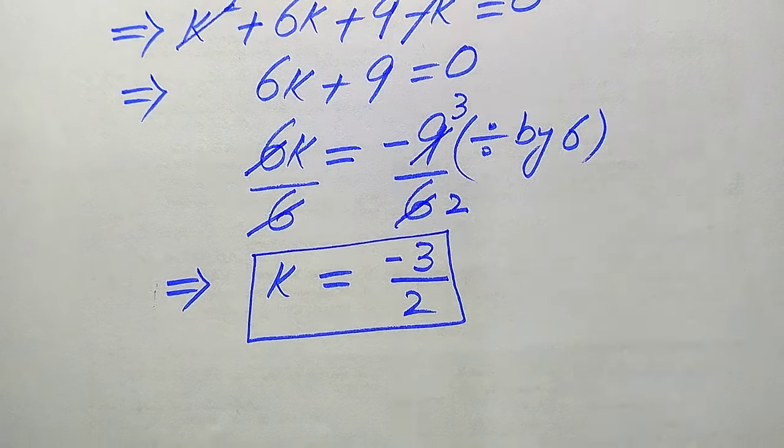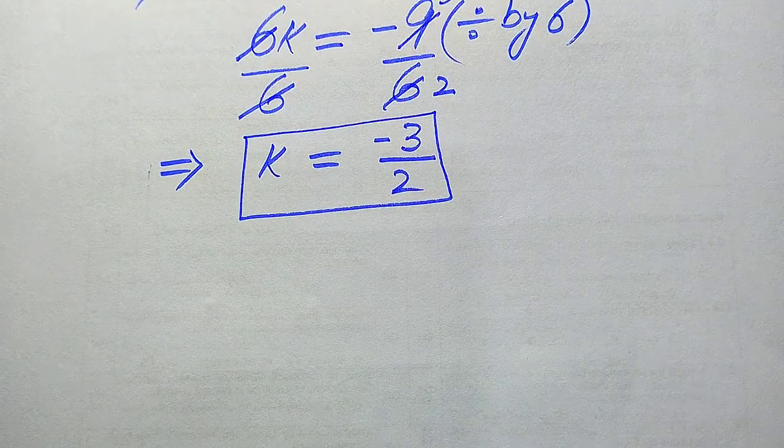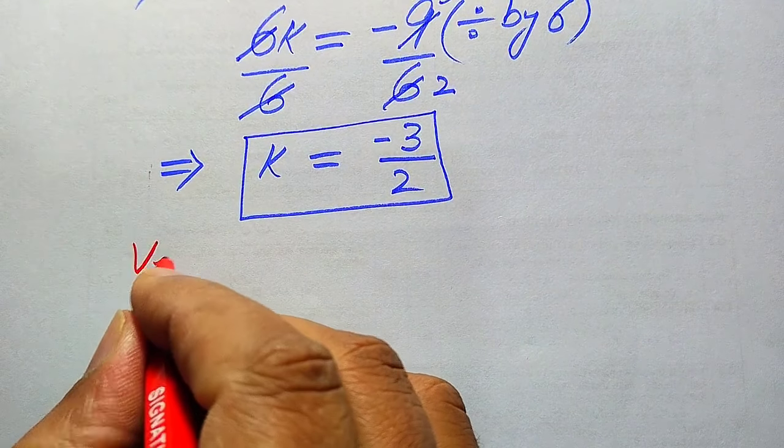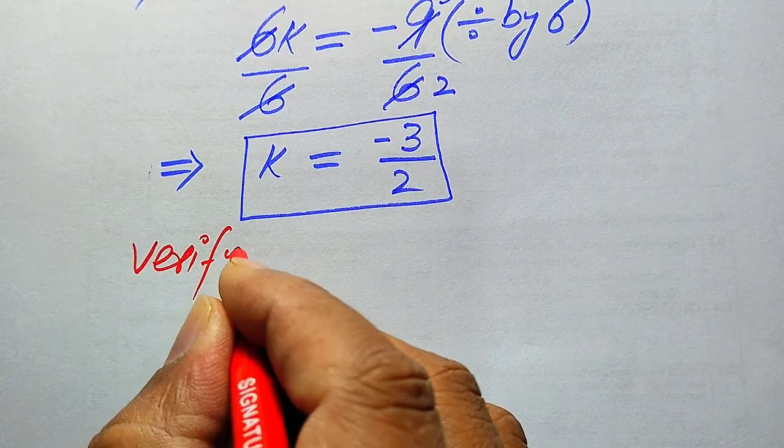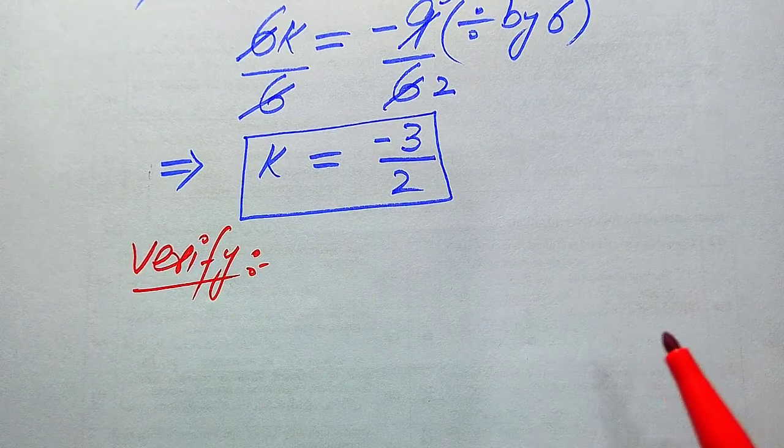Now you see that in this method we get only one value of k, that is minus 3 over 2. And in the next step we need to verify whether this value of k is a solution or an extraneous root.